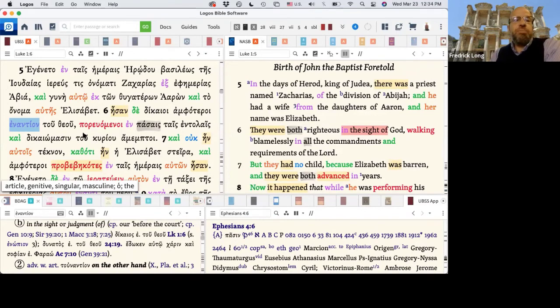And this is going to be important because Elizabeth, in fact, is going to be found to be barren. And in the ancient world, people interpreted that as indicating God's curse on them. In fact, that's not what's going on. We know that. So both were righteous before God. So this may suggest a court kind of setting.